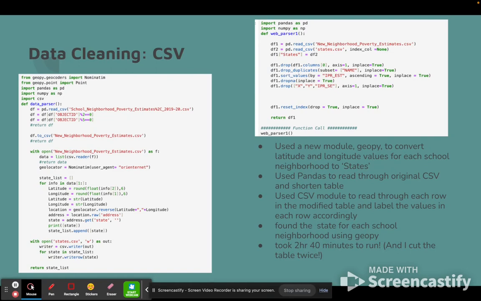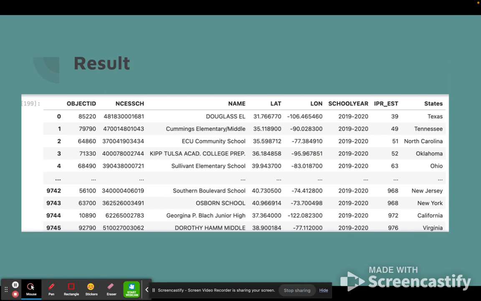This took over 2 hours to run, about 2 hours and 40 minutes, and I cut the table twice. But then after this, it gave me an ordered list of state names, and lastly, I attached this list to the original data frame as a column using pandas, and this is my result.